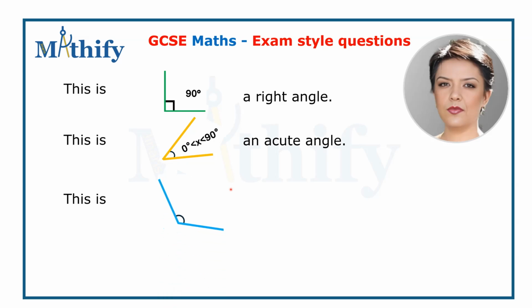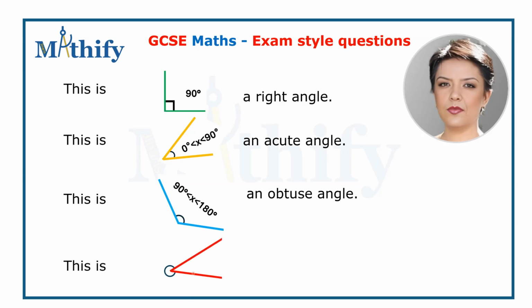What type of angle is this? So this type of angle is known as an obtuse angle. So an obtuse angle has values ranging from between 90 degrees to 180 degrees. Lastly, what type of angle is this? So this angle is known as a reflex angle. A reflex angle ranges between 180 degrees to 360 degrees.